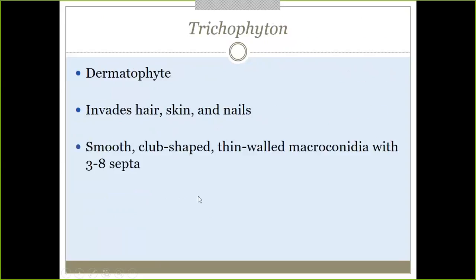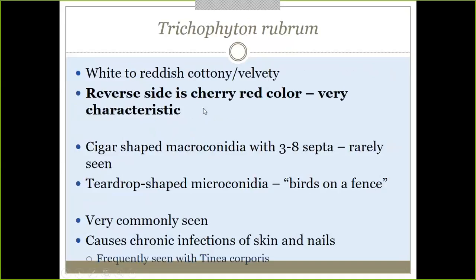All right, continuing on. Trichophyton, a dermatophyte, again, involving the hair, skin, and nails. In this case, it tends to have what we call macroconidia, which are larger conidia with 3 to 8 septae. There are several types of Trichophyton, so we're going to go through those.